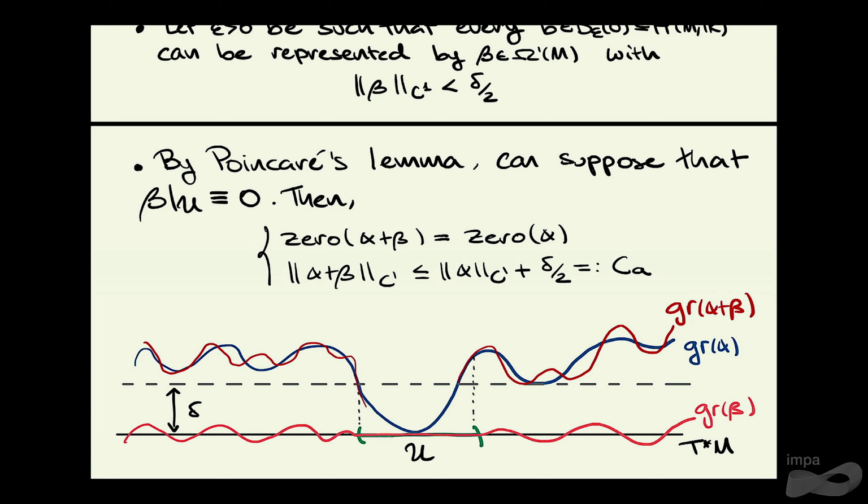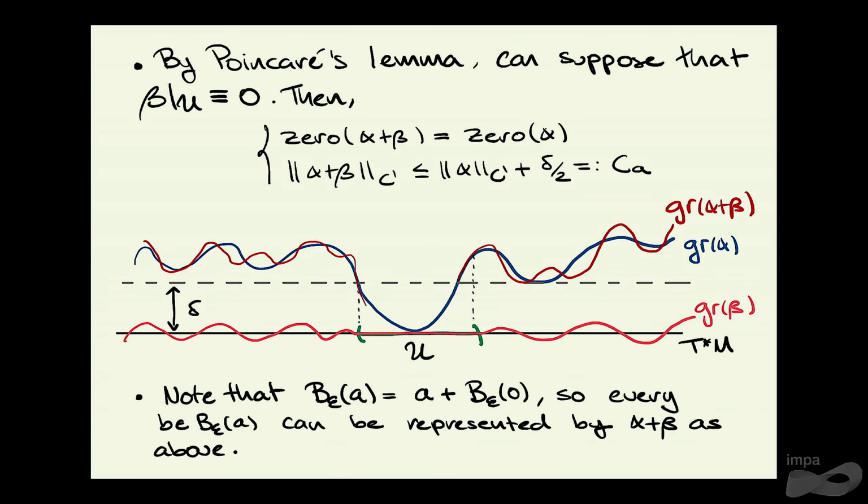So what happens here? On U, basically nothing is changing because beta just vanishes, so you remain with the 0 that you already have. And away from U, because we are small enough, you're not creating any new zeros. So the 0 set of alpha plus beta is just the 0 set of alpha. And the C1 norm of alpha plus beta is bounded above by the C1 norm of alpha, which is fixed, plus some delta over 2, which is just a constant that only depends on alpha. Let's call this constant C_A.